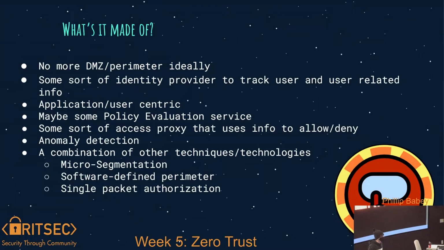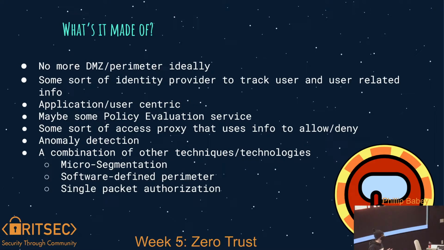A ton of different stuff. Basically, it shouldn't be a DMZ or perimeter anymore, really, for security reasons. That's no longer needed. The idea is that everything's implicitly bad by default, so the perimeter doesn't really matter because both inside and outside are bad. Some sort of identity provider to track your users, like Active Directory or any other sign-on thing you do as a corporation. It's application and user-centric. It's no longer infra-centric or location-centric.